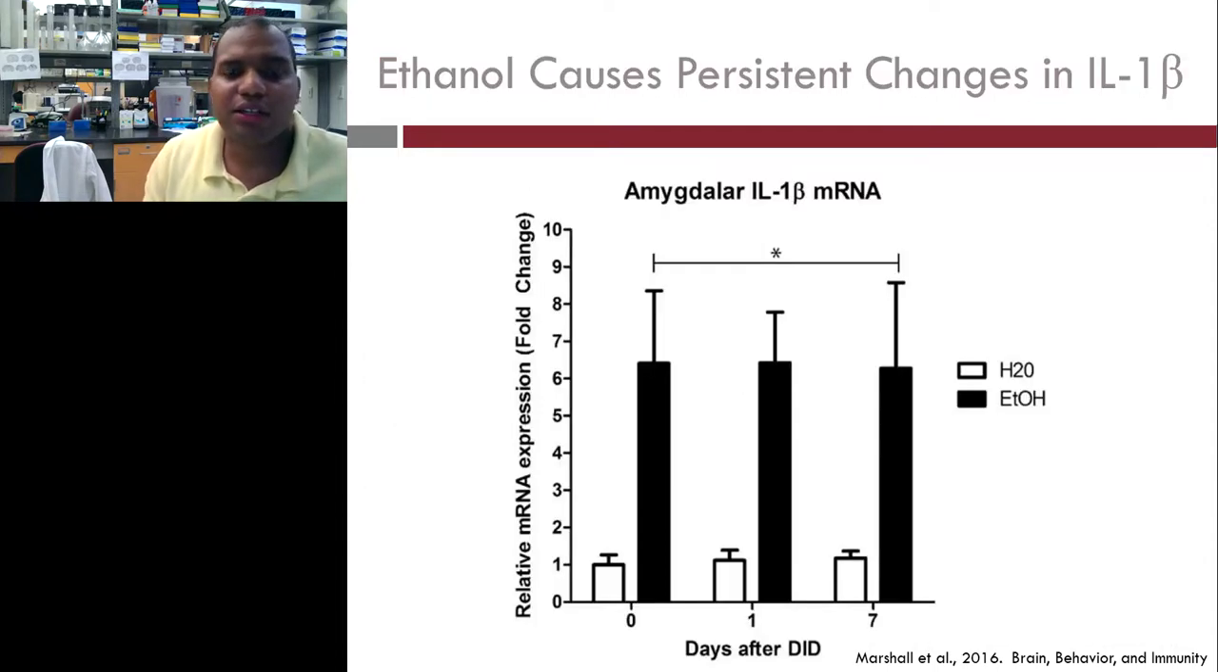When we look to see how long it persists, because of the methodology, this is the entire amygdala as opposed to basolateral versus central. But what we found is that using PCR, ethanol exposure actually causes increases in IL-1 beta mRNA expression that persists even 7 days after abstinence. So where it says 0, that is immediately following ethanol exposure, as opposed to 7 days out, we still see that increase in IL-1 beta.